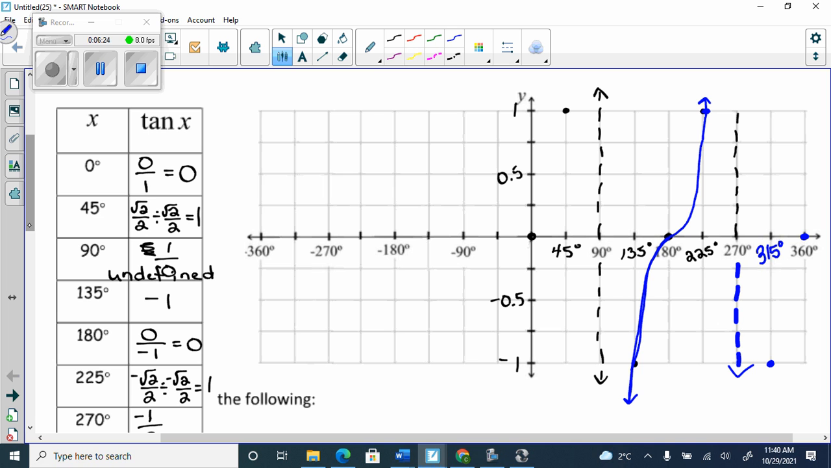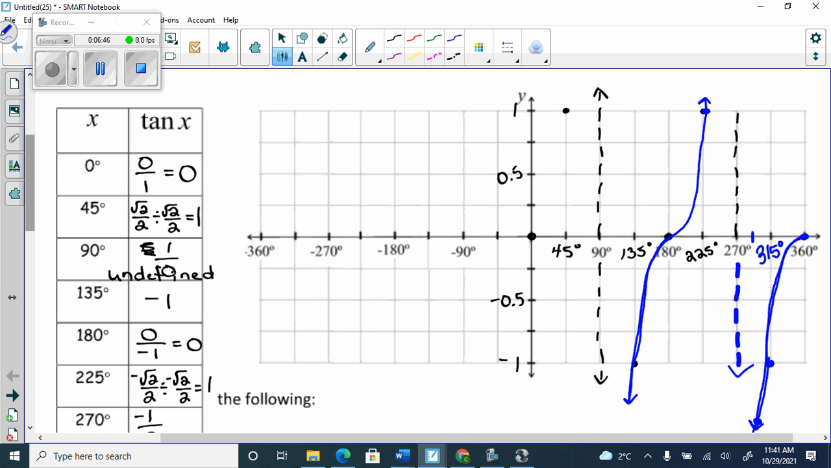Negative 300 is negative 1.732. So negative 300 would fall in here, correct? So it would be somewhere down here. So your graph is going like this, then through this, and then it would stop there, right? But it's curving like this.